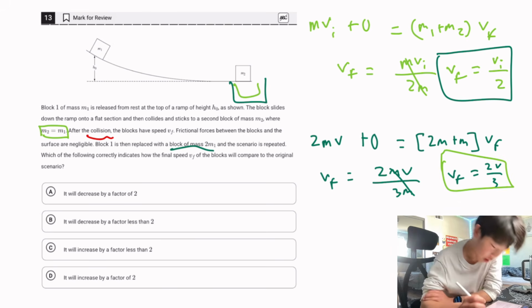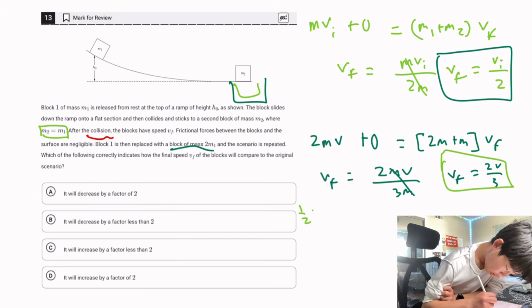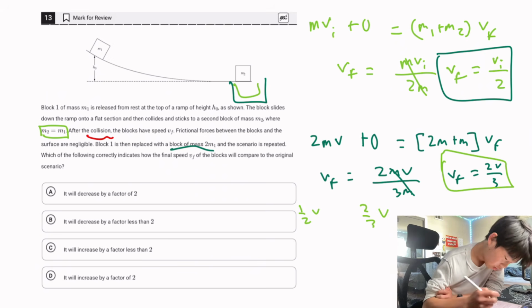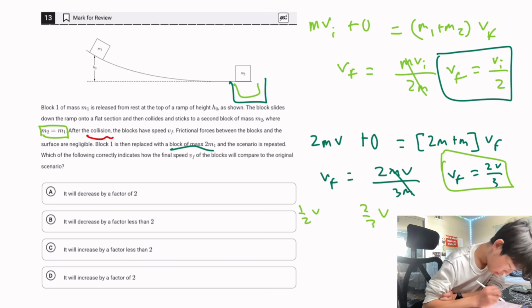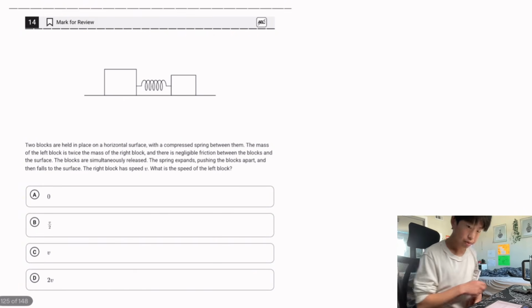So how do these relate? The first one is 1/2 v. The second one is 2/3 v. So it's going to increase by a factor. It's not going to be a because it's not going to decrease. It's not going to be b because it's not going to decrease. It is not d because it doesn't double. So c is our answer.